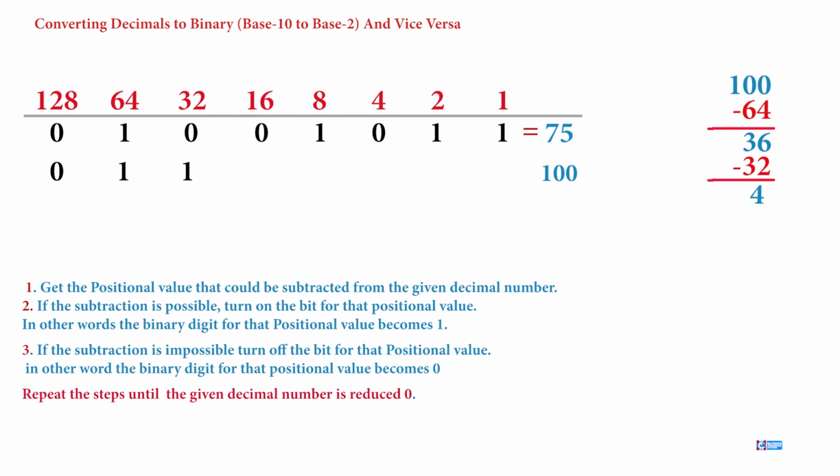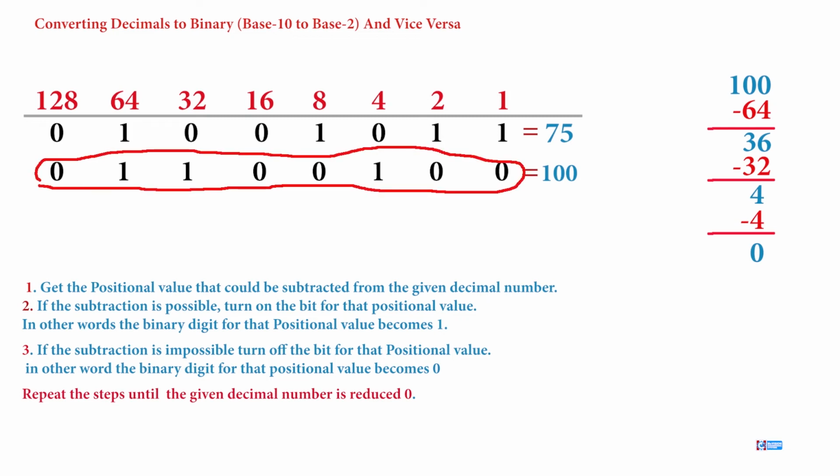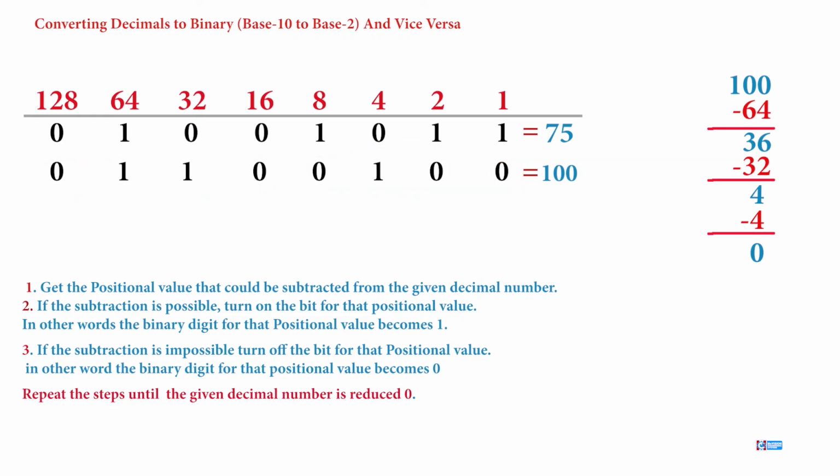Next, we cannot subtract 16 from 4, so we put 0 here. 4 minus 8 is also not possible, so we put 0 here. Now, 4 minus 4 is possible, so we put 1 here. Lastly, we cannot subtract 2 and 1 from 0, so we put 0 here and here. So, the binary digits for the decimal number 100 is 0, 1, 1, 0, 0, 1, 0, 0.